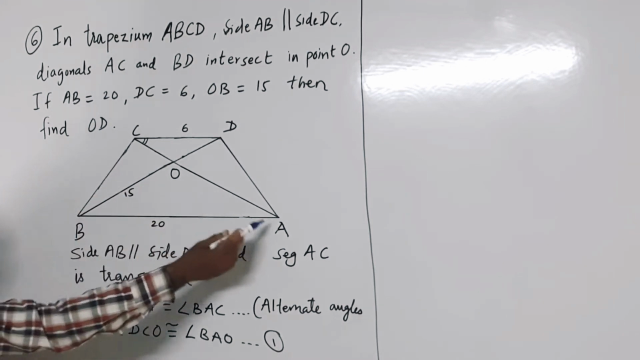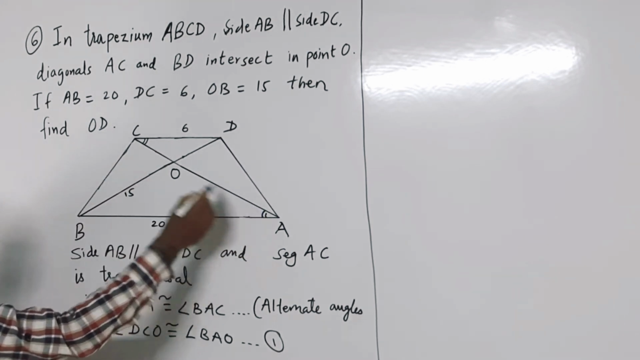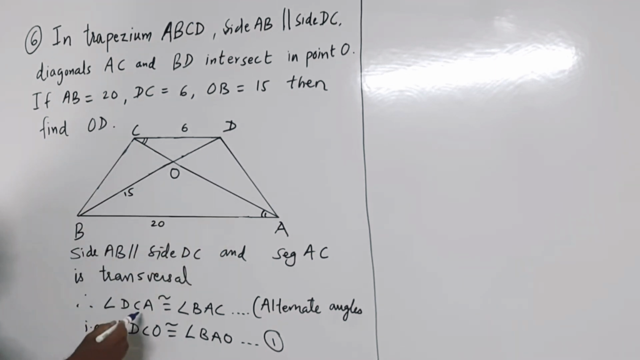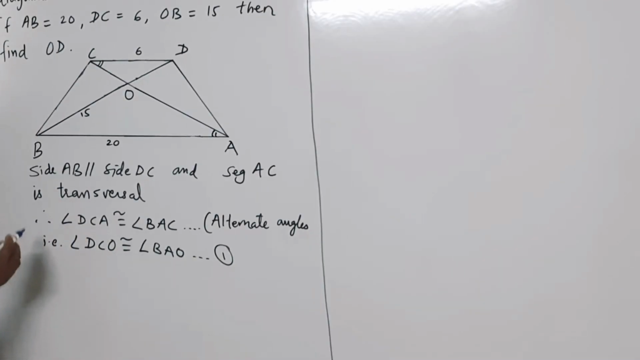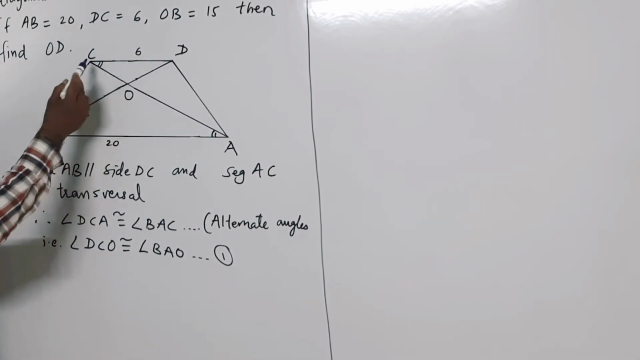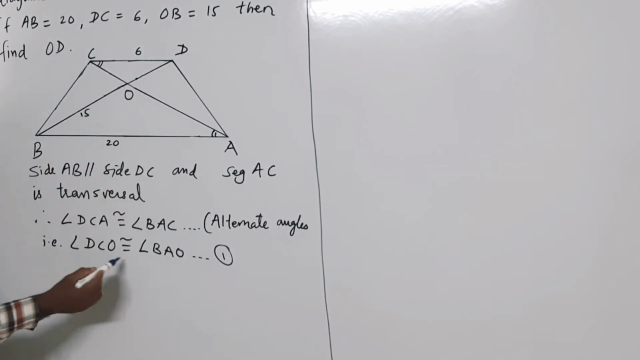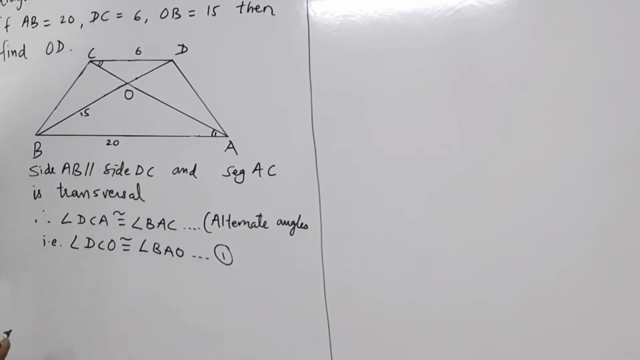congruent to angle BAC. These are two alternate angles, so alternate angles are congruent. Therefore angle DCA is congruent to angle BAC. Alternate angles, that is, angle DCO is congruent to angle BAO. Statement number 1.